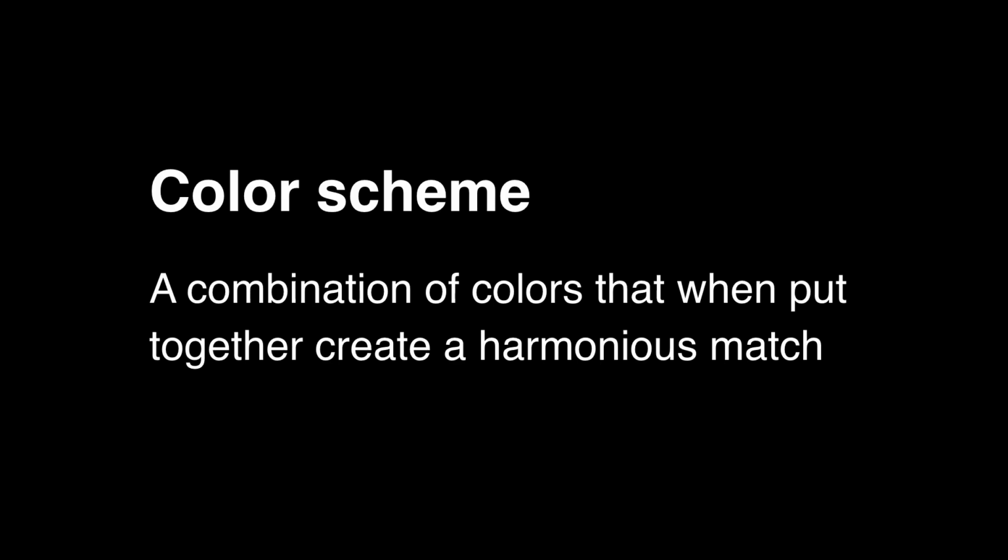A color scheme is a combination of colors that, when put together, create a harmonious match. As a designer, it's up to you to decide what color scheme suits the goal of your project. Let's break down a few of the main color schemes. For a monochromatic color palette, you use one hue, for example red, then use tints, shades, and tones to lighten or darken to make a harmonious color combination.